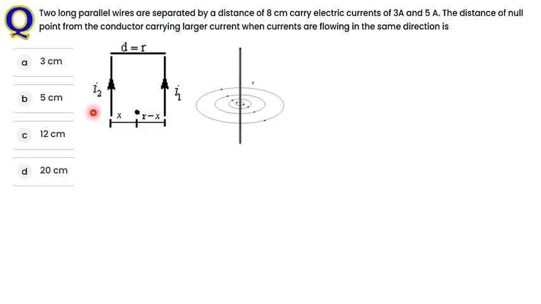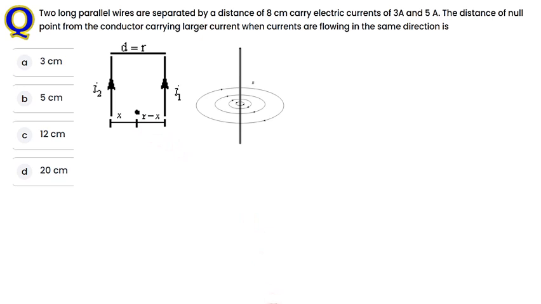For example, what they are asking here is the distance of the null point from the large current carrying conductor. See, this is the large current carrying conductor, 5 ampere, from here to here, that is x. We are going to find out x. See, the total distance in between them, that is r. R means the value here is 8. So x is the distance we are going to find out. So r minus x, from the null point to the first conductor here, is r minus x.